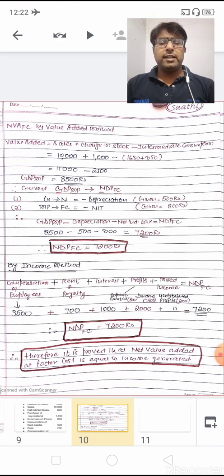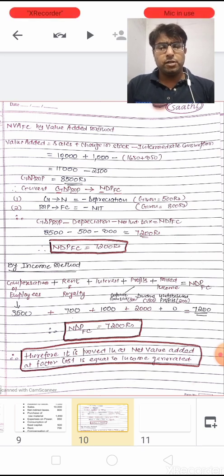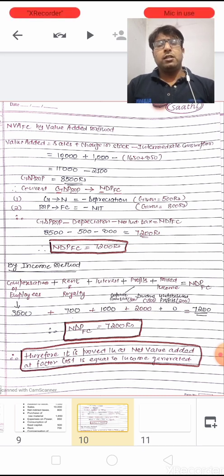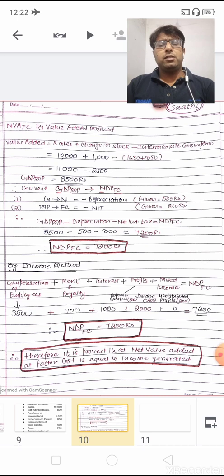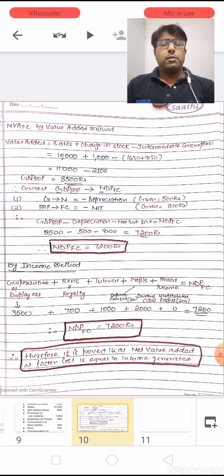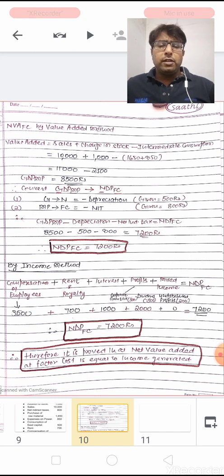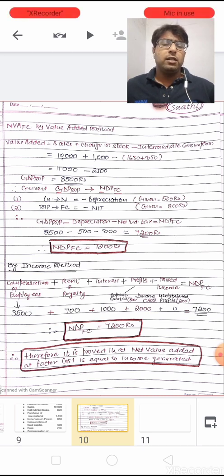It is equal to sales plus change in stock minus intermediate consumption. So 10,000 plus 1,000 minus intermediate consumption. Children, the value of intermediate consumption is not given, but the value of purchase of raw material as well as the expenses on power is given to us. Purchase of raw material is 1,650, whereas expenses on power is 850. So 10,000 plus 1,000, that is 11,000, minus 2,500, this is the value of intermediate consumption, and we will get the value of GDP-MP, that is 8,500.